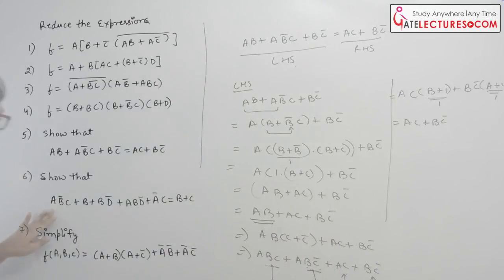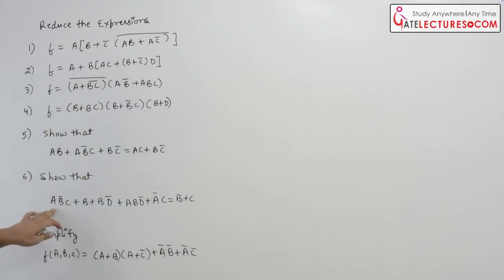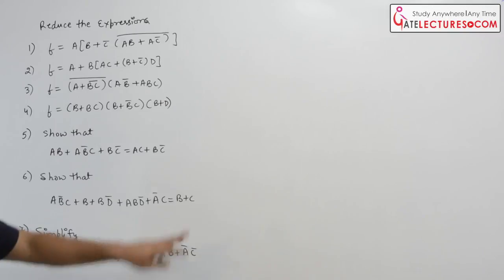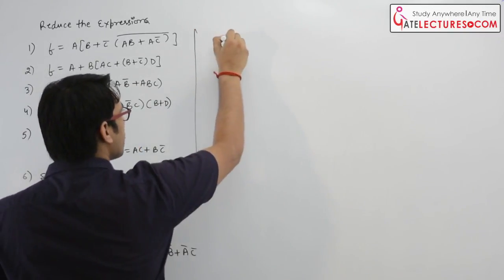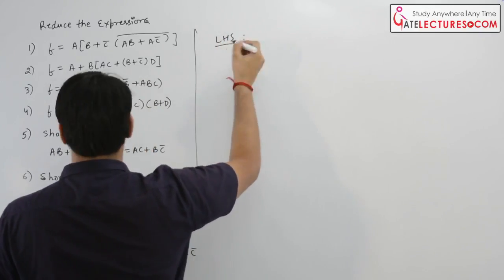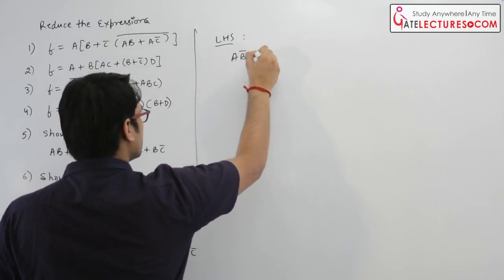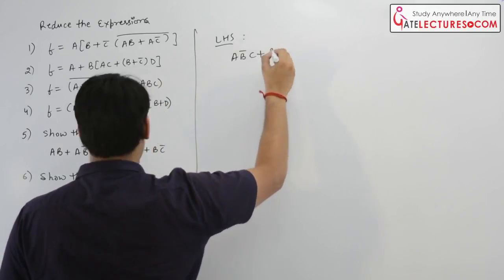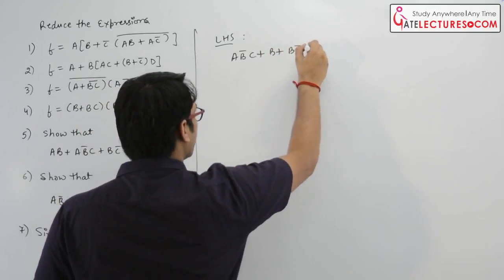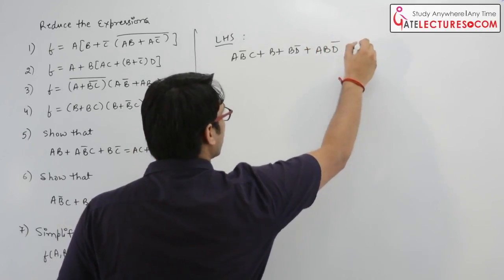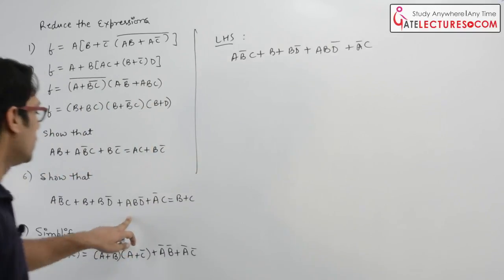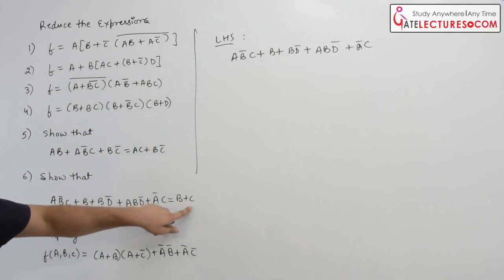Now let us take the next question. Next question says, show that AB complement C plus B plus BD complement plus ABD complement plus A complement C is equal to B plus C. Right? So we have this left hand side, which is equal to AB complement C plus B plus BD complement plus ABD complement plus A complement C. Right? So we have to prove that this left hand side is equal to B plus C.